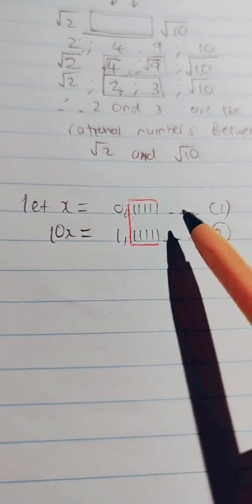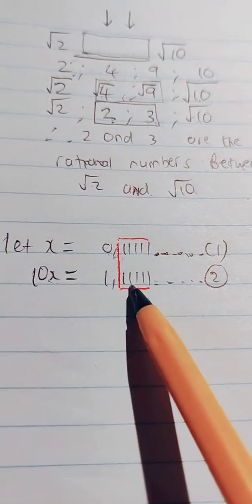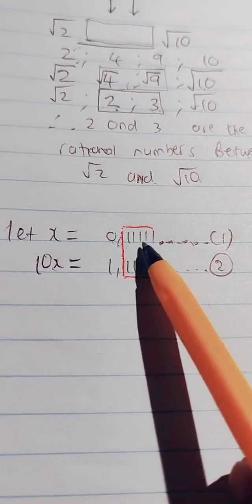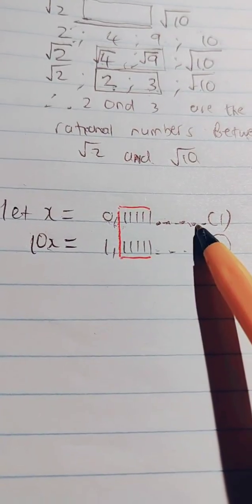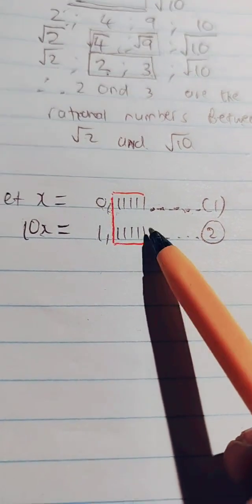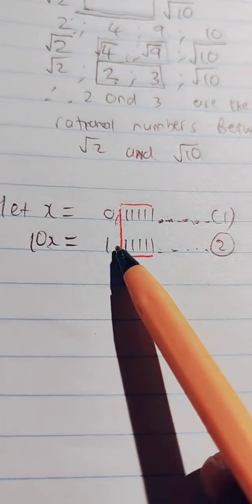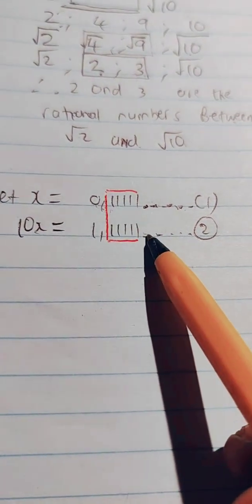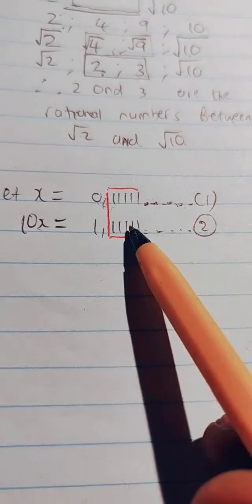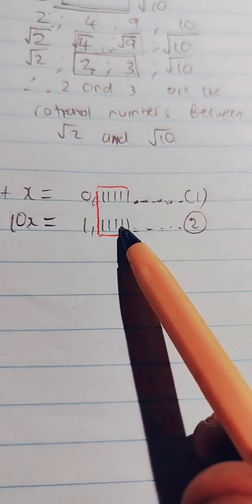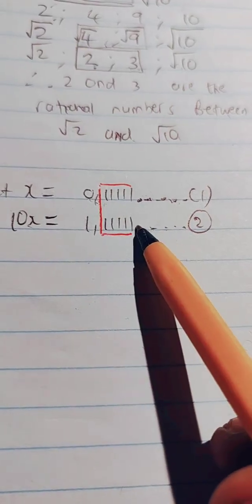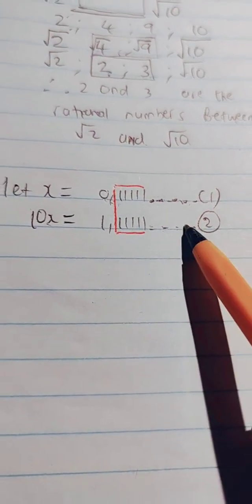How many ones must you write? Guys, it doesn't matter as long as we make sure that we write sufficient ones. Remember, the ones are repeating forever. So just write a few ones after the comma, and then the dot dot dot indicates the repetition.